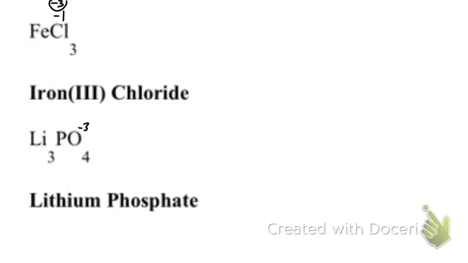We can check to make sure the charges work out nicely. Phosphate has a -3 charge. Lithium is in group 1, so it has a +1 charge. That's why we need 3 lithiums, so that it's +3 overall to cancel out our phosphate.